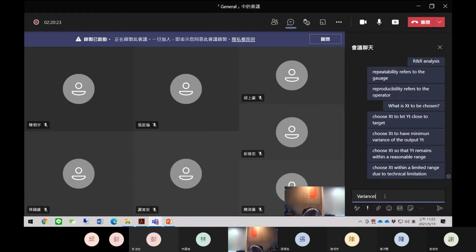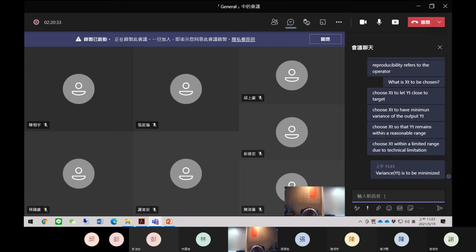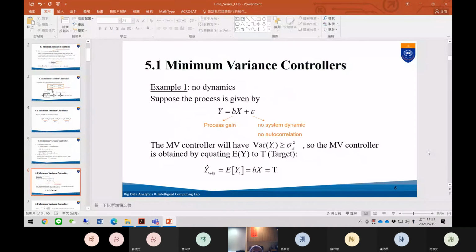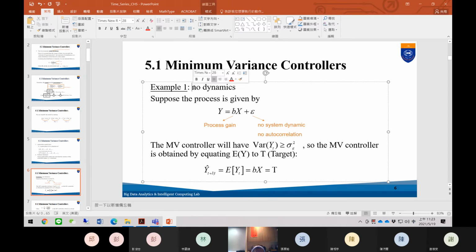The variance of the Y_t is to be minimized. So this is the purpose. Minimum variance: we look at the no dynamics. Suppose a process is given by that, then there's no system dynamic. There's no autocorrelation. There's only the process gain. This is steady state, no dynamic.